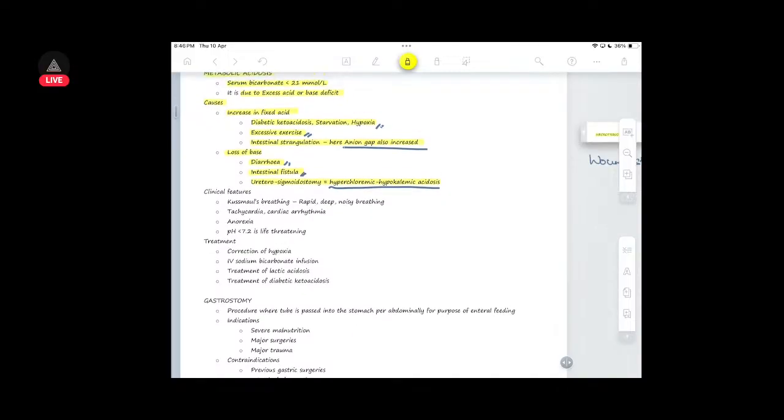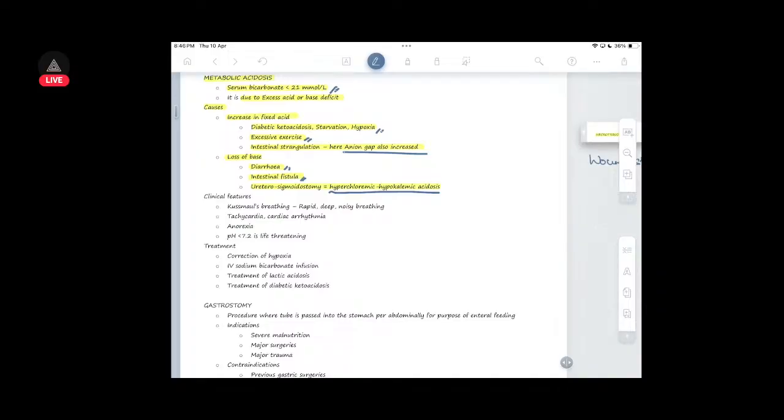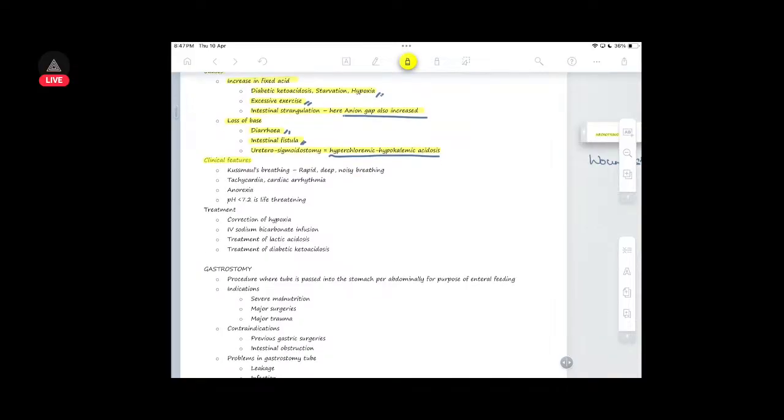So clinical features, okay, basically bicarbonate is less than 21 millimole per liter and it is due to excess acid or base deficit. Clinical features, you have Kussmaul's breathing, rapid breathing, noisy breathing, and tachycardia, cardiac arrhythmia, anorexia. pH less than 7.2 is life-threatening. Treatment, you have correction of hypoxia, IV sodium bicarbonate infusion, treatment of lactic acidosis, treatment of diabetic ketoacidosis.